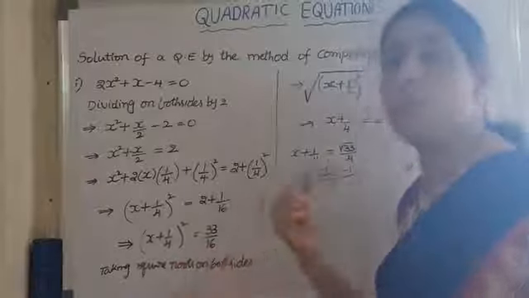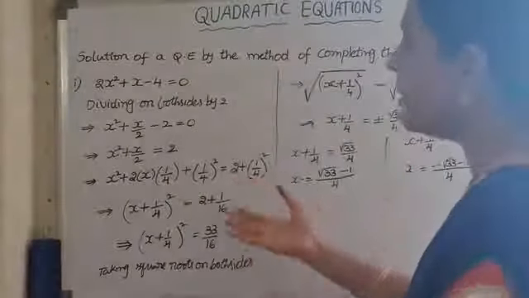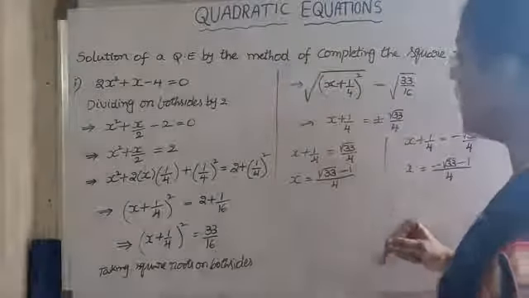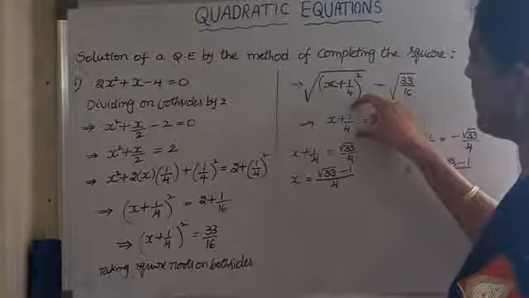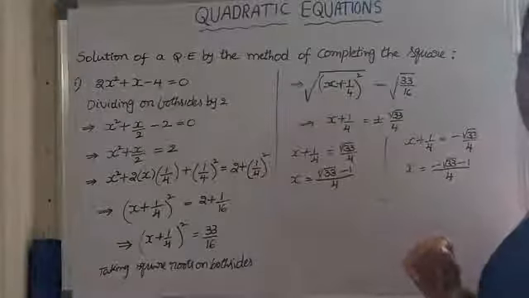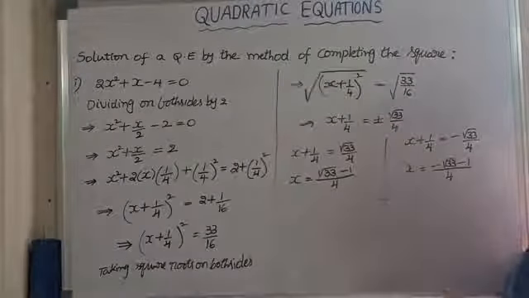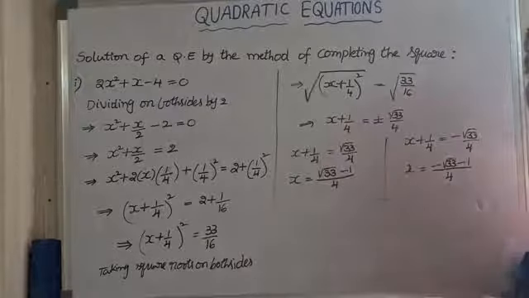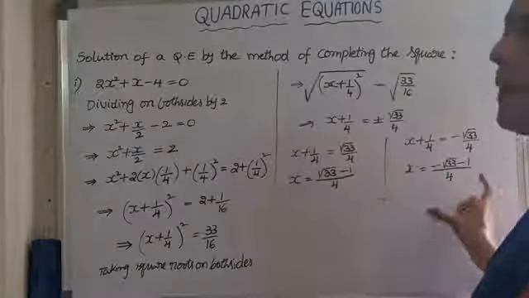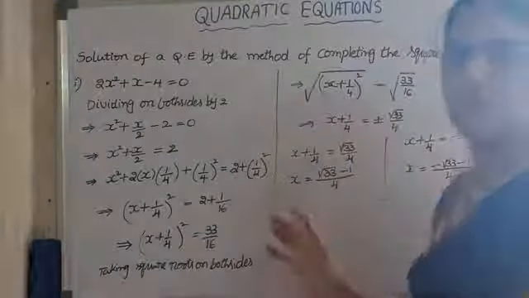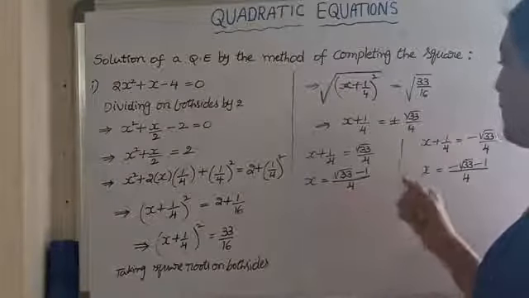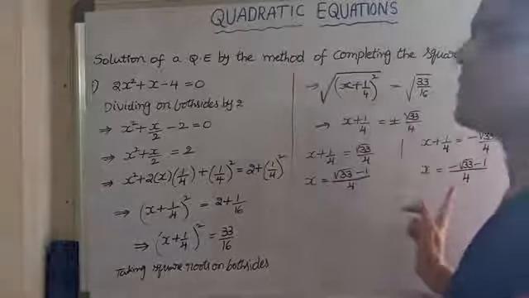Now taking square roots on both sides. When we are taking square roots, what will happen? Always plus or minus. We have to take x plus 1 by 4 whole square and the root gets cancelled, plus or minus root 33 by 4. Now x is equal to root 33 minus 1 by 4 and x is equal to minus root 33 minus 1 by 4. So what are the roots here? Root 33 minus 1 by 4, minus root 33 minus 1 by 4.